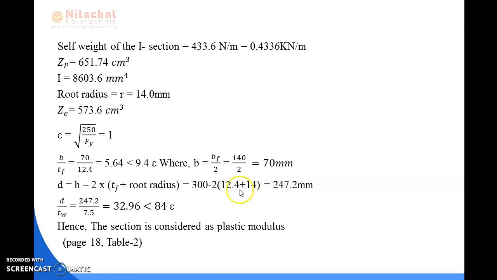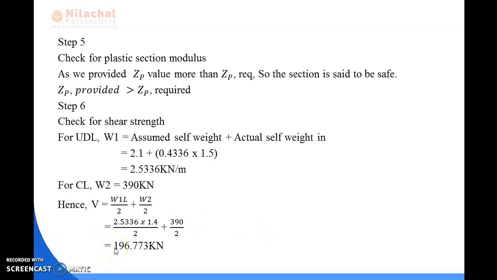So now we can put the d value here. So 247.2 divided by tw, that is 7.5, which is equal to 32.96. So again, the 32.96 is less than the value 84 epsilon, that is 84. So here also we can find out the beam section belongs to plastic section type. So now we can write the section is considered as plastic section. So now we move forward to step 5.